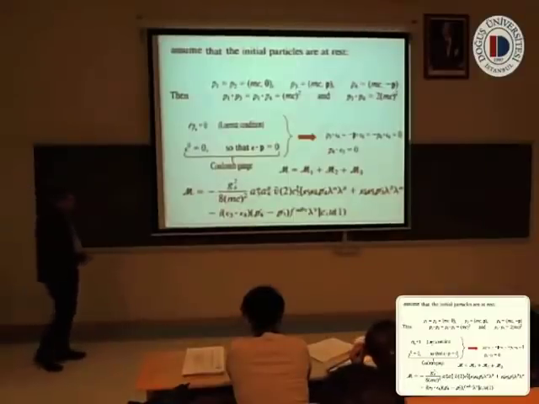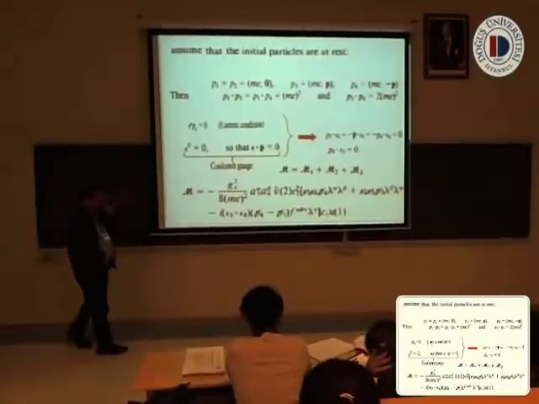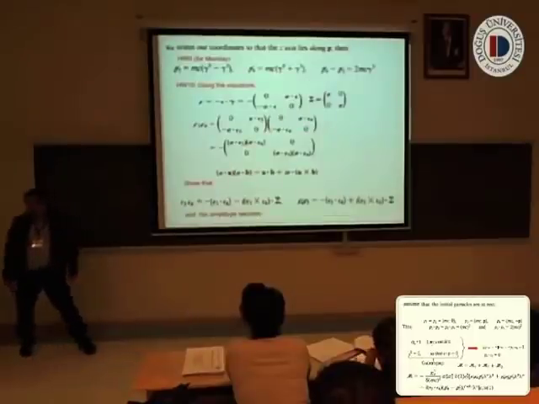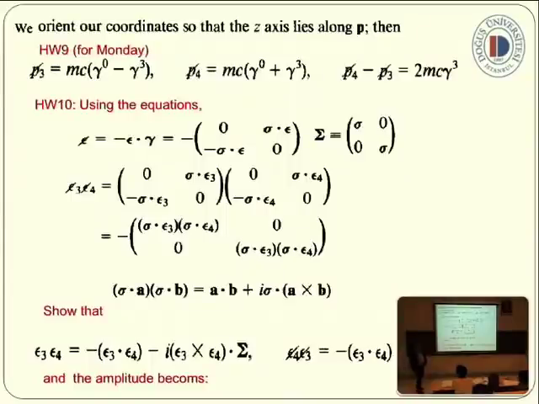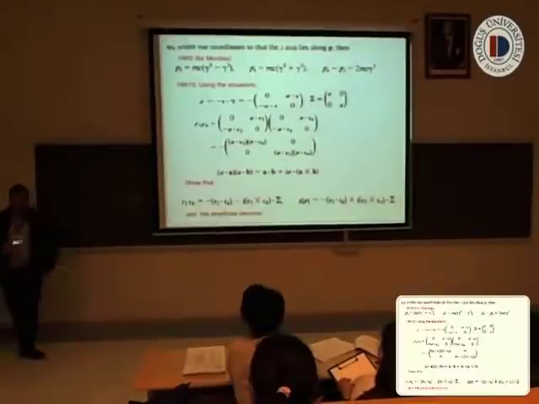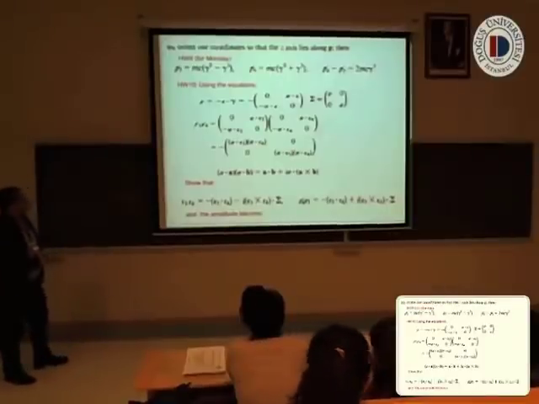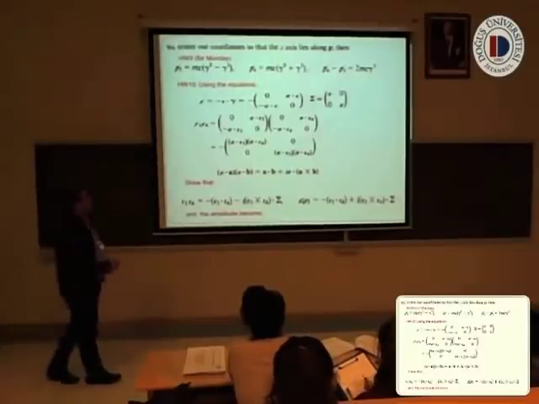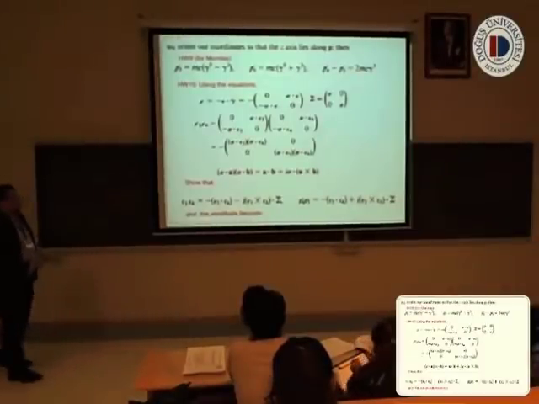Finally, for the total amplitude, we sum both. We have three amplitudes here, and if we sum, we will get the total amplitude in this form. So now we orient our coordinates such that the z axis lies along the p three momentum. By considering this orientation, as homework 9, but not for tomorrow, for Monday, verify that we can write P slash 3 in this form, P slash 4 in this form, and the difference gives us this quantity.